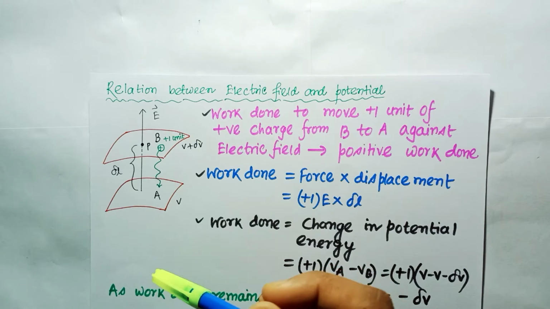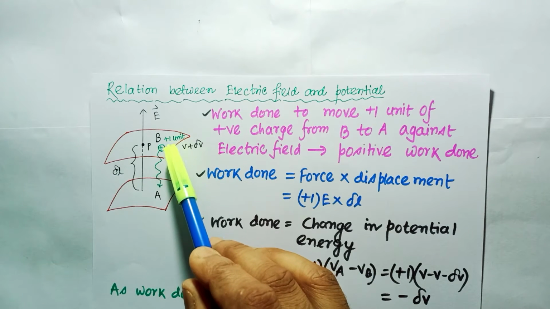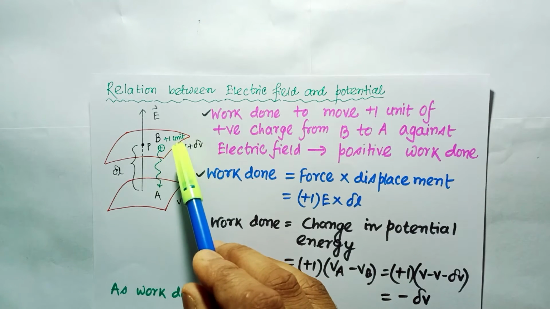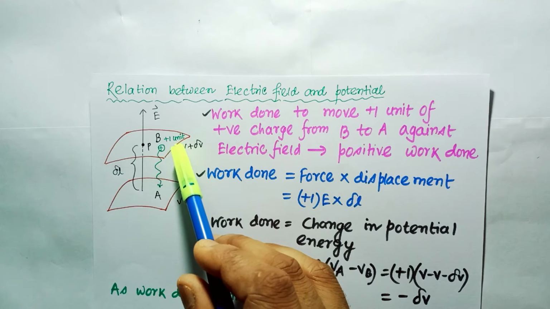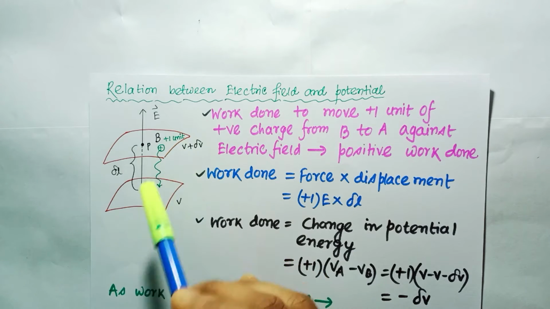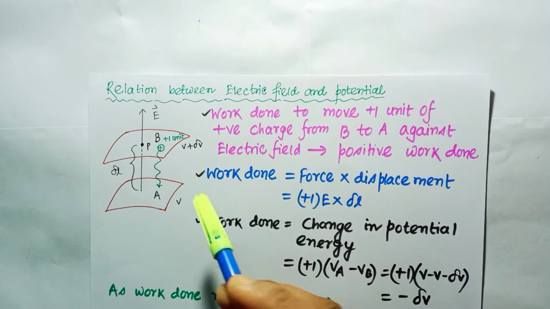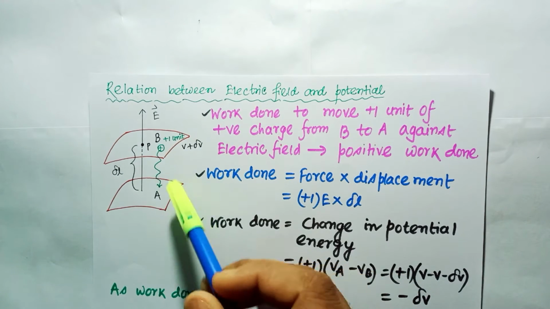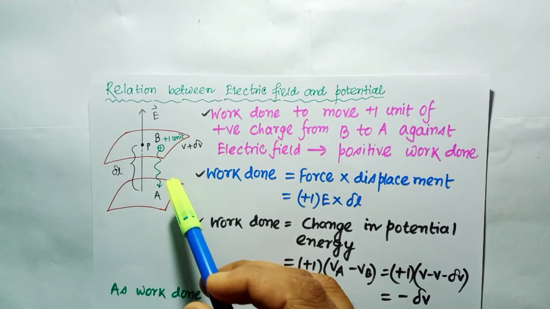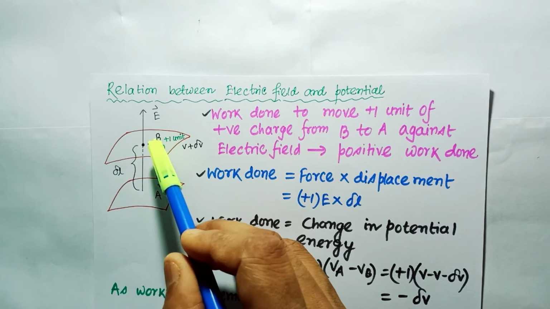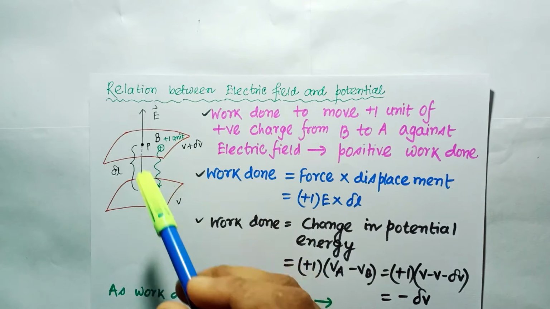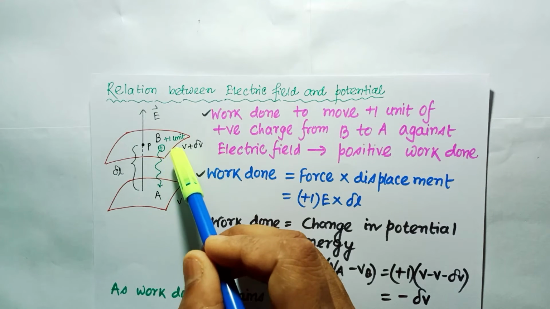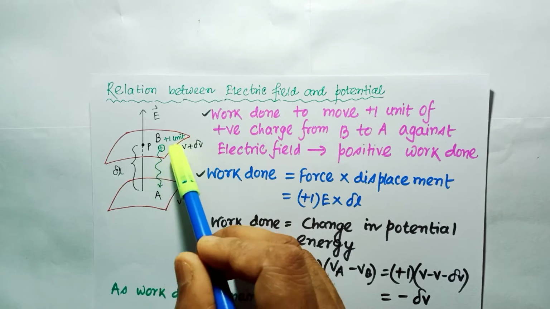Now suppose there is plus 1 unit of positive charge on the surface B, and I want to take the plus 1 unit of positive charge from the surface B to A. The work done must be positive because I am doing the work against the electric field, because the electric field is directed away from the surface B, and I want to take the charge from B to surface A.